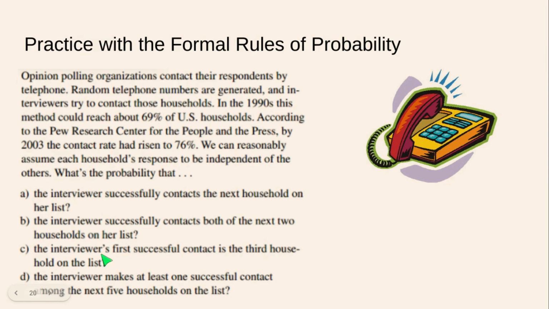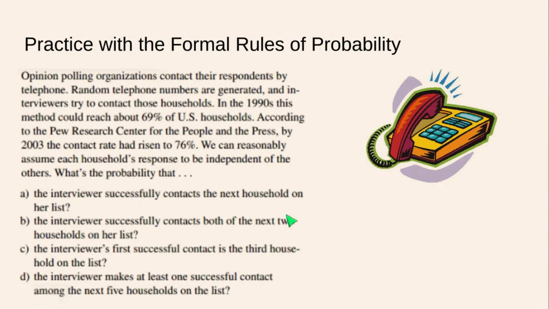The interviewer's first successful contact is the third household on the list. And then finally, the interviewer makes at least one successful contact among the next 5 households on the list. Give each of these a go, pause the video, and unpause the video when you're ready to check your answers. Okay, I'll assume we're ready to continue. Let's begin. Let's look at letter A.